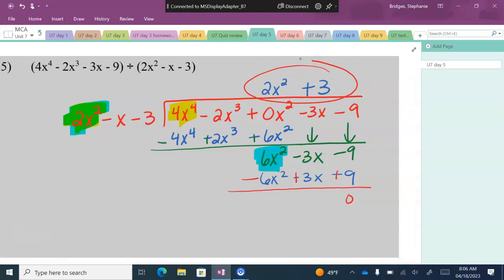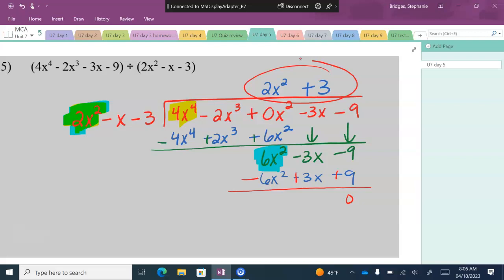Okay, so just be careful when you're setting your problems up. Look at your highest degree. Make sure you have a term for every degree below that. If not, put in a 0. What that does is it keeps your terms lined up so that it doesn't get confusing when you start dividing everything out. Is everybody okay with that?